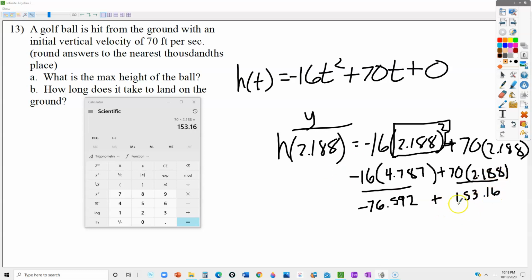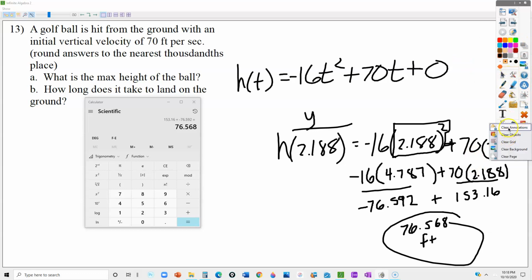So I'm going to add 153.16 to a negative 76.592. So I'm just going to put plus, and then equals. And there's my final height. I'm ending up with 76.568. And those are always going to be in feet. The time is always in seconds, and the heights are always in feet for the projectile problem. All right.